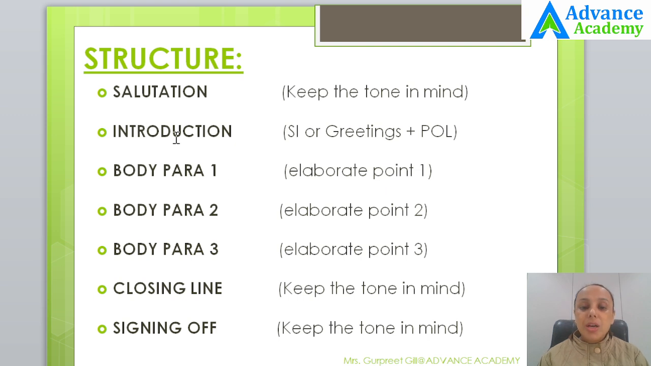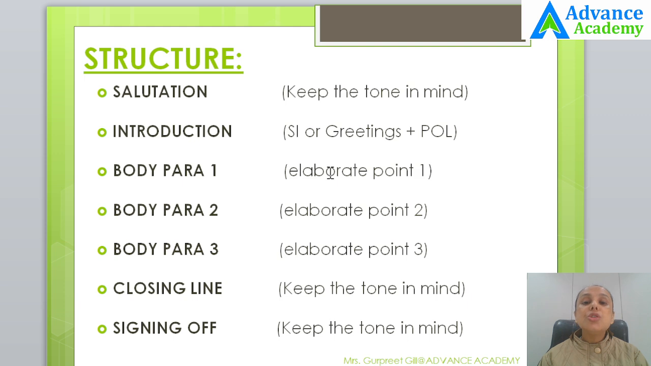Then after the introduction paragraph, the introduction paragraph is going to be very crisp. Just two things: self-introduction and purpose of letter, or greetings and purpose of letter. If you miss any of these in your introduction, it will not fetch you enough band score. Then you have to move to the next paragraph, which is known as body paragraph number 1.